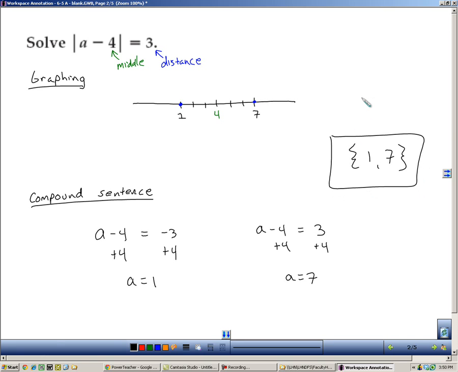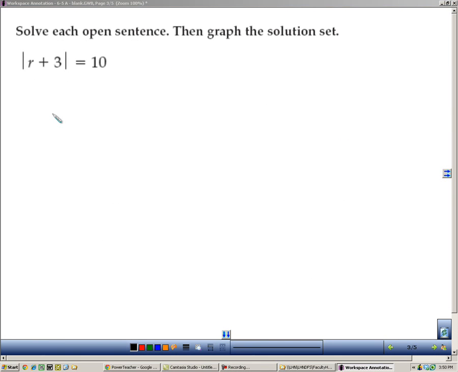Here we're asked to solve this absolute value sentence, and we're also asked to graph it. So we're going to use the two different methods that we've talked about.